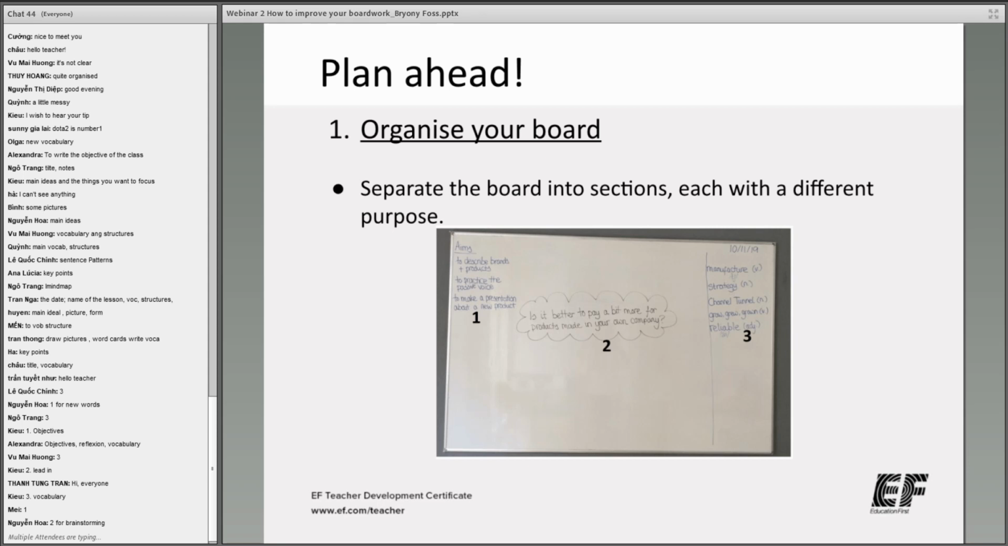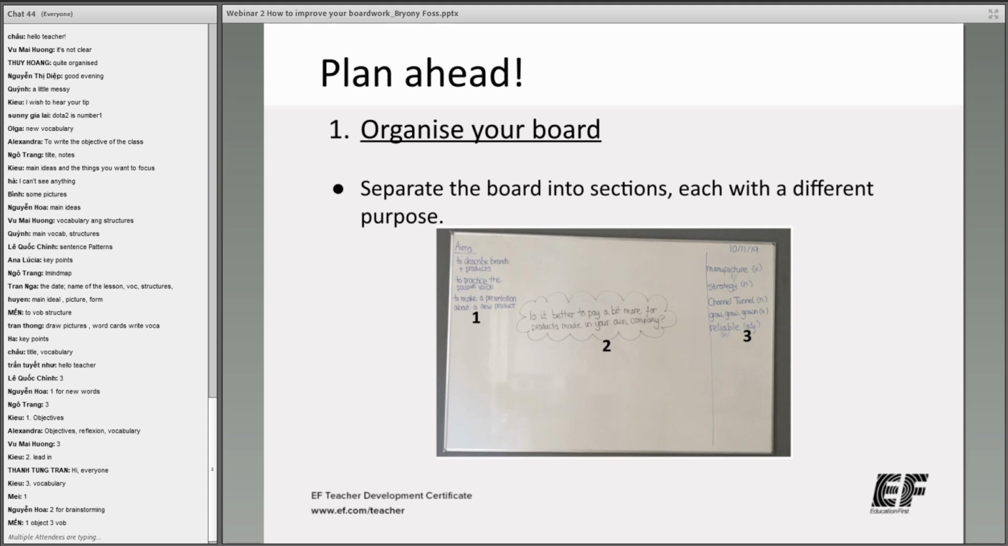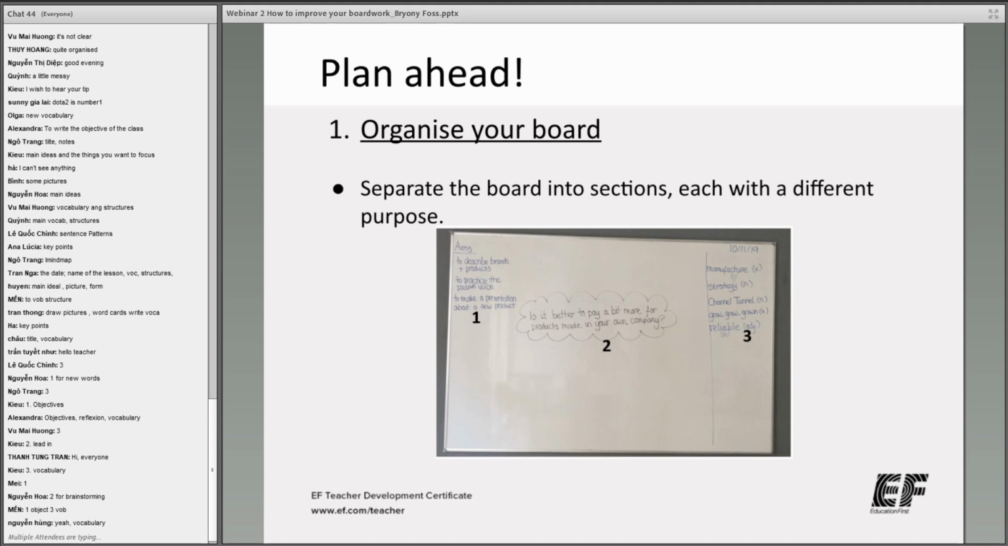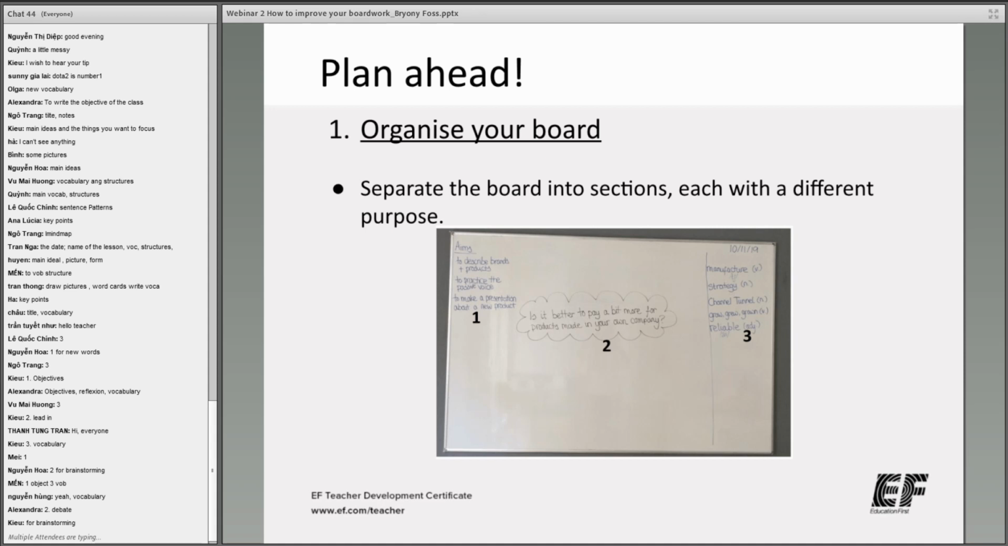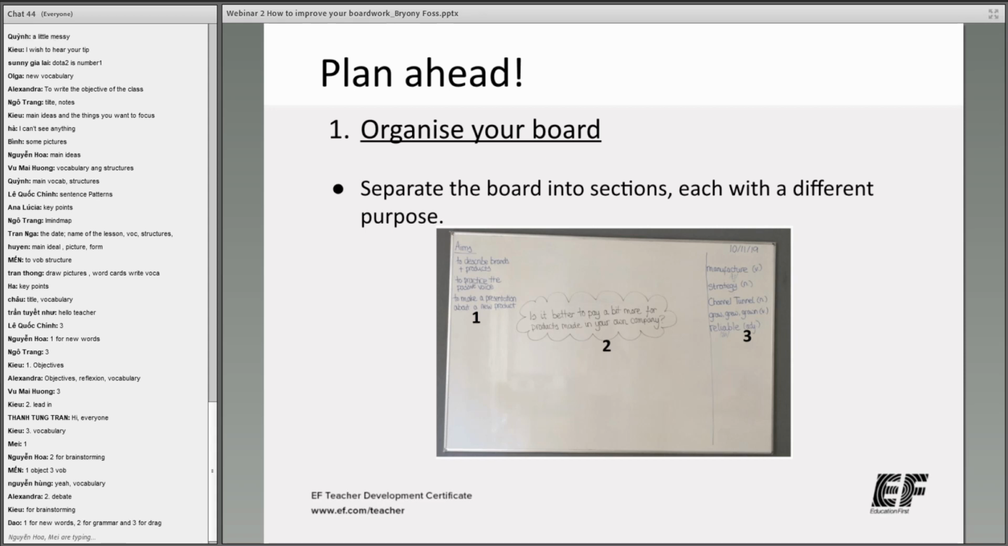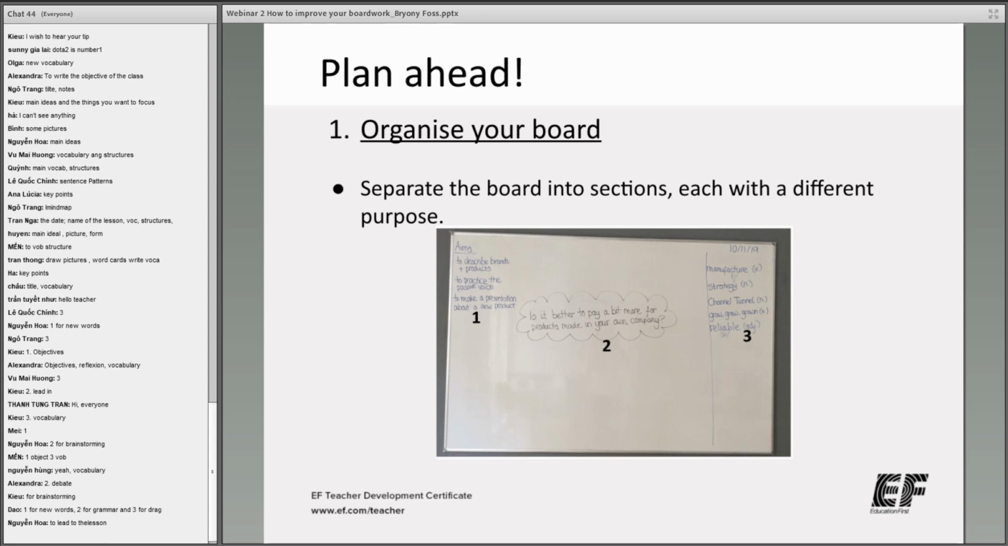This is a discussion question on the board in number 2. But what can I put in number 2? What is this section for? Someone said for brainstorming, good. A debate, good. Nice. Someone said number 2 is for grammar, very good.